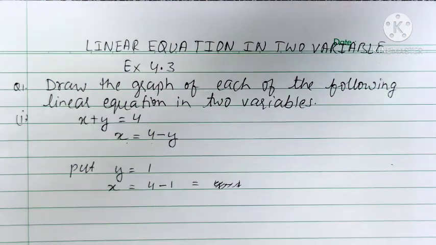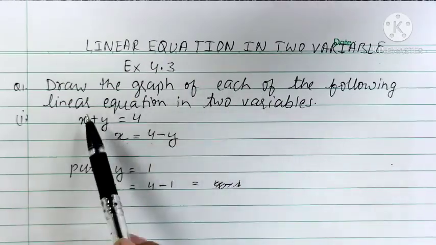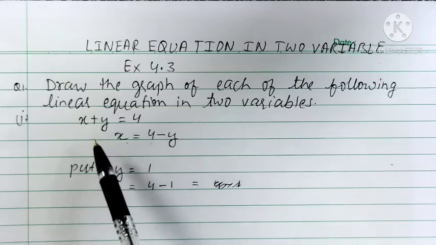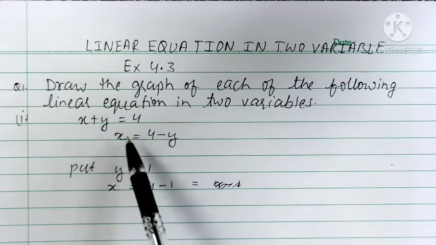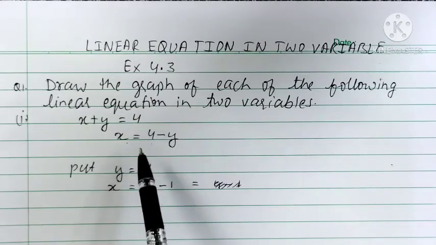Hello students, today we are going to solve linear equations in two variables, exercise number 4.3. Draw the graph of each of the following linear equations in two variables. The first linear equation is x plus y equals 4. Now how to solve this question?